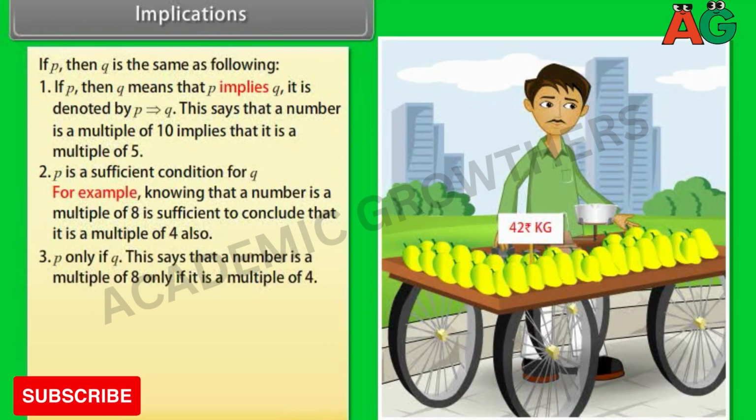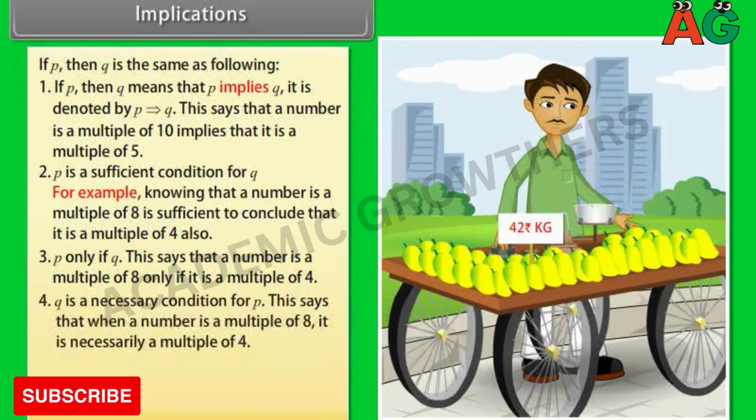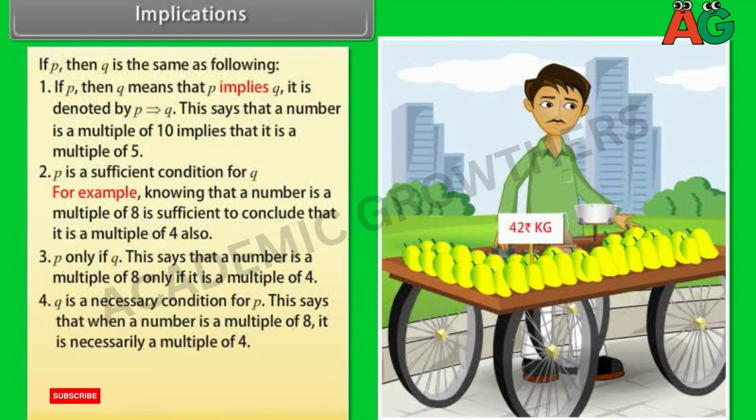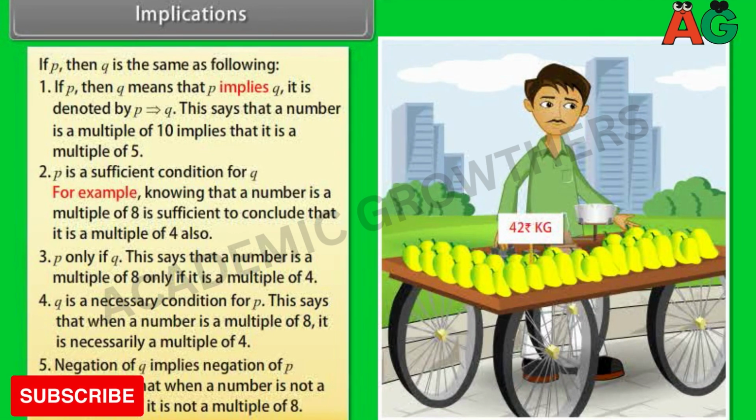P only if Q. This says that a number is a multiple of 8 only if it is a multiple of 4. Q is a necessary condition for P. This says that when a number is a multiple of 8, it is necessarily a multiple of 4. Negation of Q implies negation of P. This means that when a number is not a multiple of 4, it is not a multiple of 8.